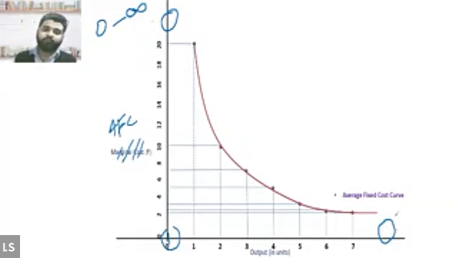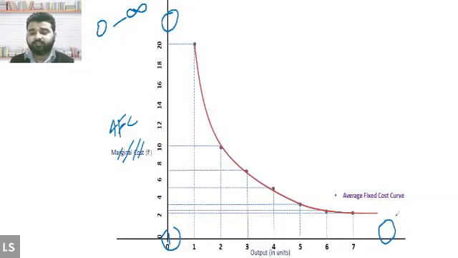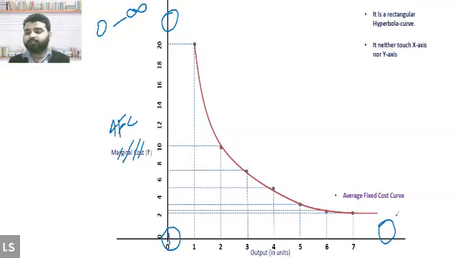Therefore, it will always lie between the y and the x-axis. Obviously, it is a downward sloping curve, but there is a name which is given to the AFC curve, which is the rectangular hyperbola curve. So it is a rectangular hyperbola curve, neither touching the x nor the y axis.